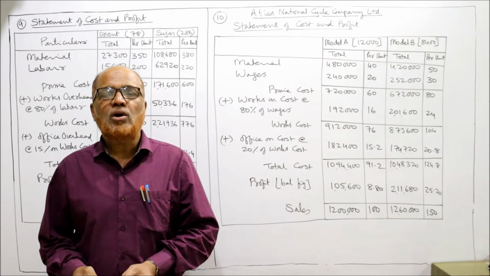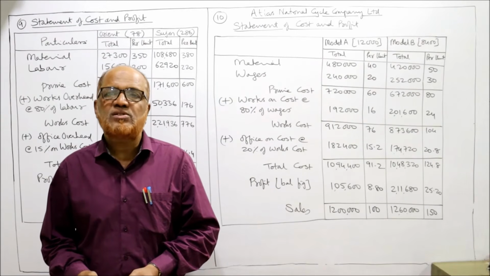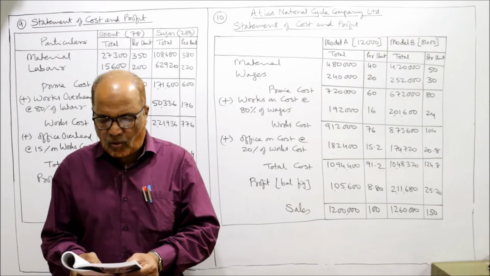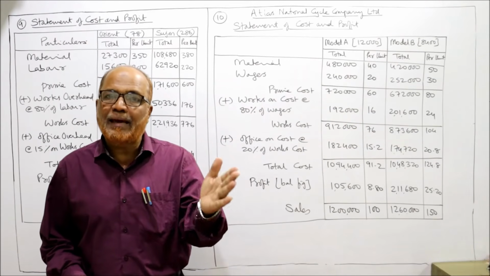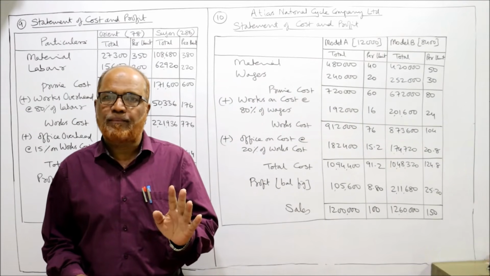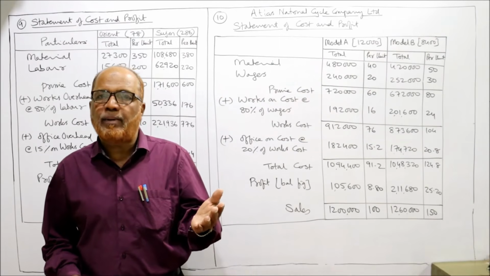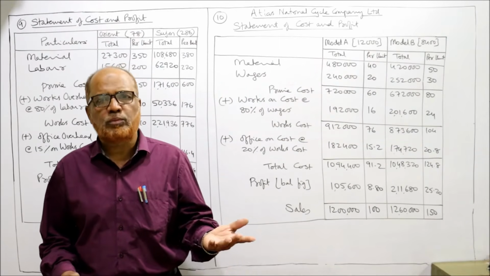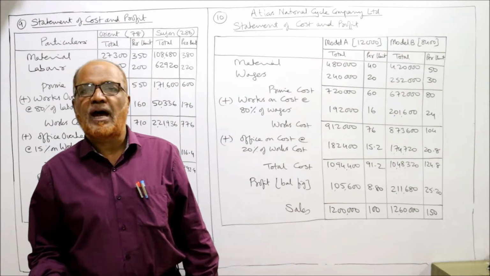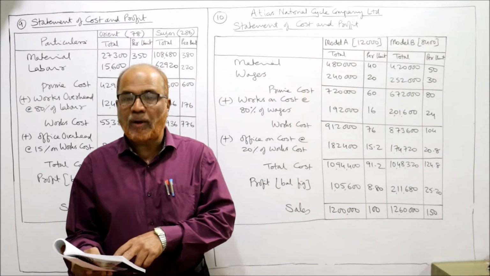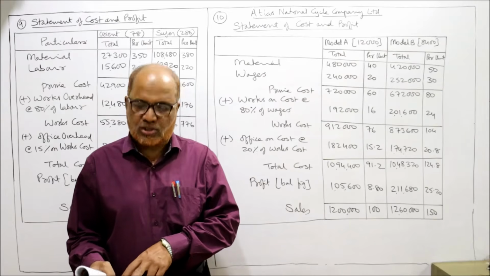And works on cost. Works on cost means factory overhead. Factory overhead is 80% of wages. Wages कहो या labor कहो, दोनों का मतलब एक ही है. Sometimes it will give you as labor, sometimes as wages. Both mean the same. So 80% of wages, and the office on cost, administration overhead, is 20% of works cost.